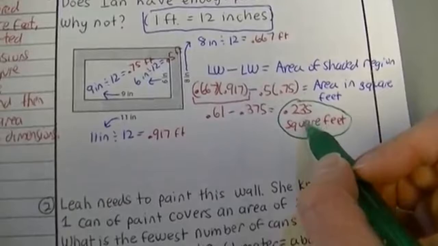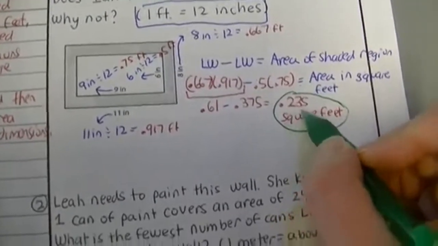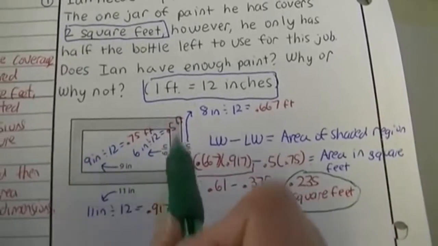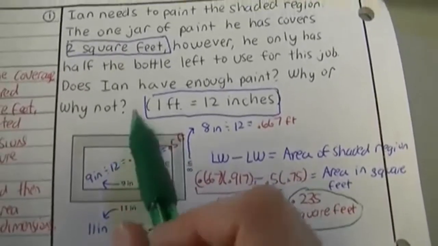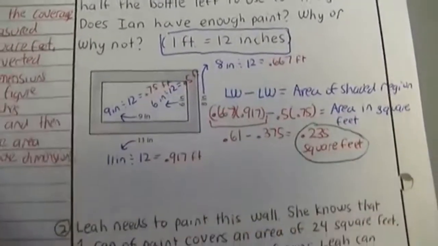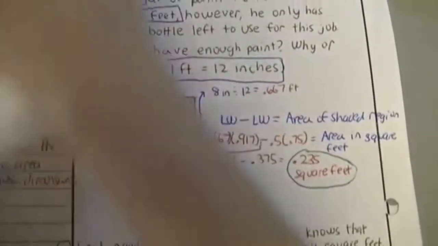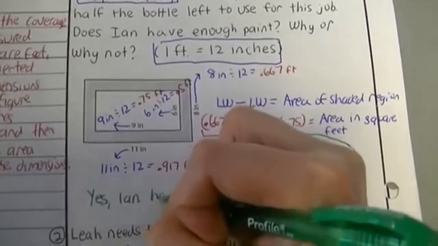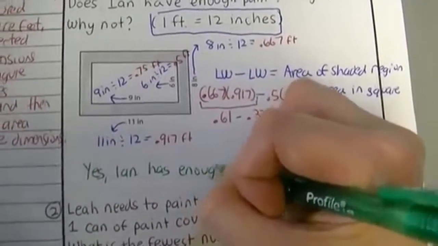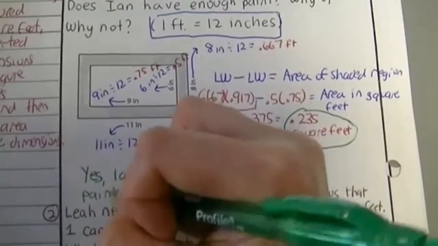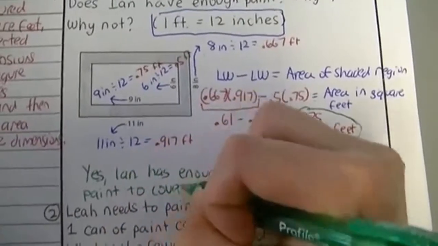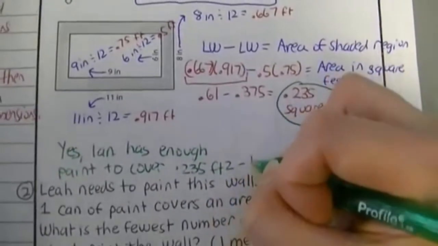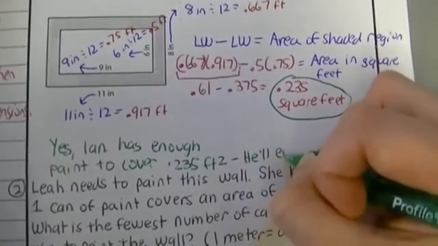So it appears that he's got enough for this, because if he's only needing to cover 235,000 square feet, and he's got enough to cover 1 square foot, then he does have enough paint. He'll even have extra paint.